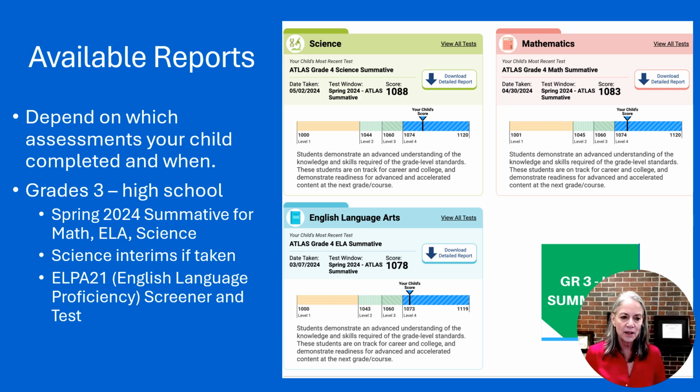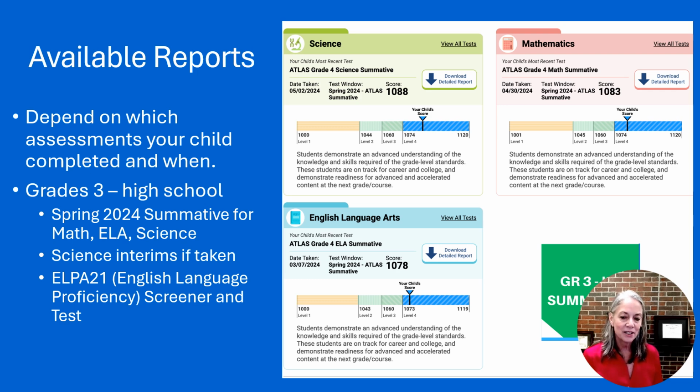When you get into the parent portal or the family portal, you're going to have some reports available. This is a view from the grade 3 through high school summative assessment report. What you see depends on which assessments your child completed and when they completed them. So right now in the family portal, you could have access if your child took a spring 2024 summative assessment for math, ELA, or science in grades 3 through 10 in English Language Arts and grades 3 through 8 in math and science, or algebra, geometry, or biology.